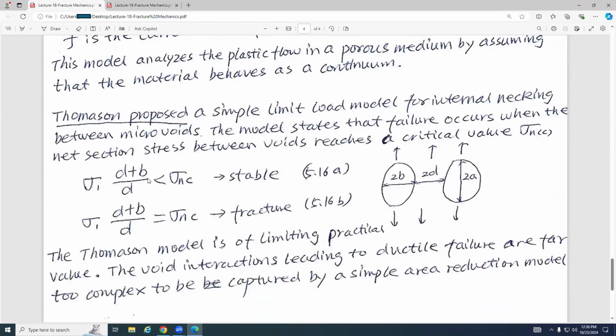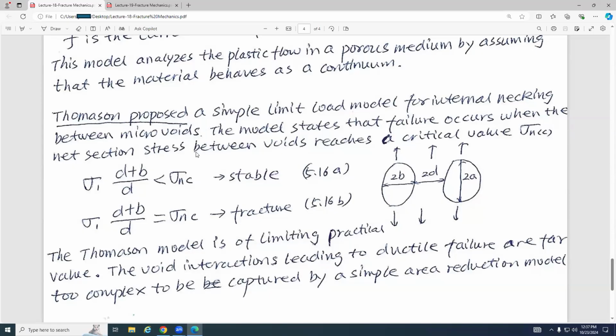And then we talk about Thomason. Thomason is another genius. Thomason proposed a simple limit load model for internal necking between microvoids. So we suppose we have multiple voids here. This model states that a failure occurs when the net section, okay? Suppose we have two neighboring voids, and between these two neighboring voids, that is called the net section.